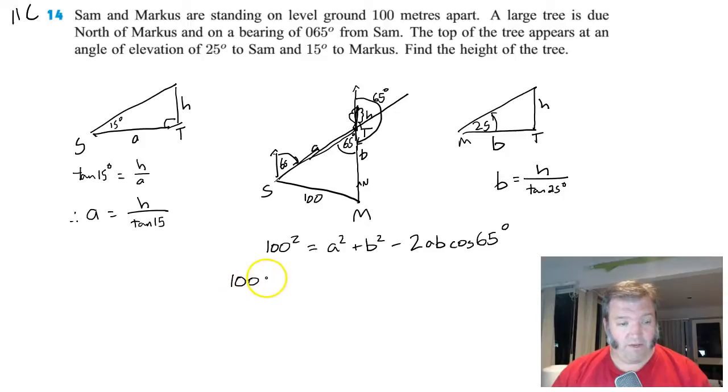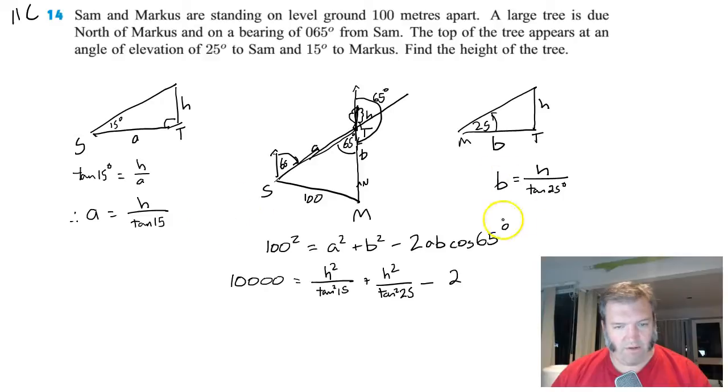So 100 squared, 10,000, is going to be H squared over tan squared 15 plus H squared over tan squared 25 minus 2AB. When I multiply them together, I'm going to have H squared on top over tan 15 tan 25, and I've still got the cosine 65 degrees there.